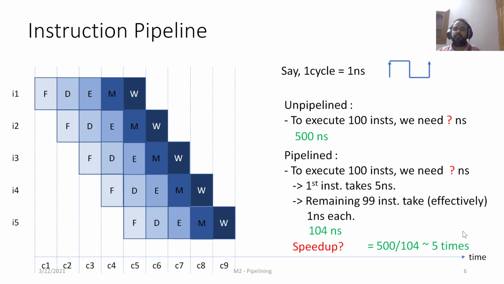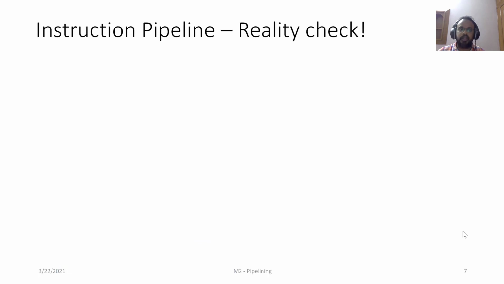Just like the car manufacturing, where we split it into 4 steps and we got 4 times the throughput, here too we split the instruction execution into 5 different stages, and ideally we should get 5 times the throughput. So it's a brilliant idea, right? That's why it's so popular. But let's see what it takes to implement it.